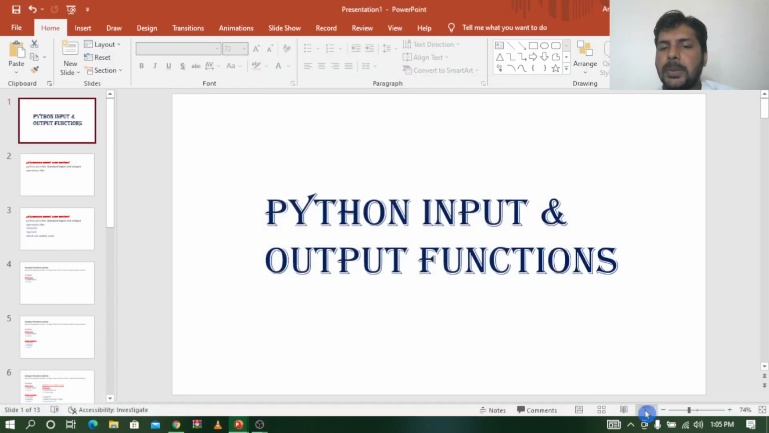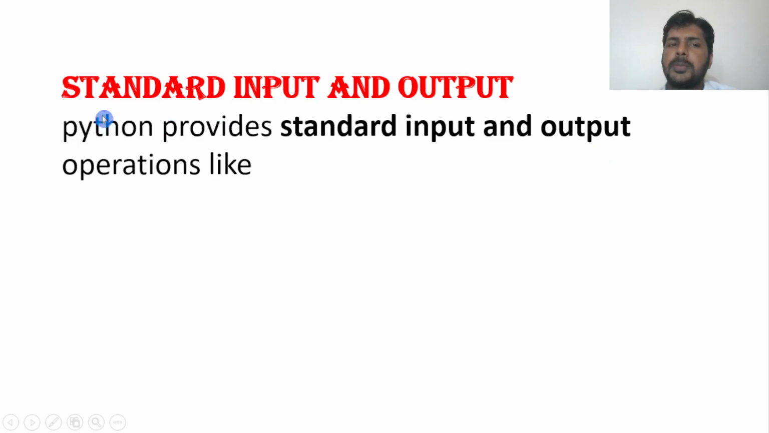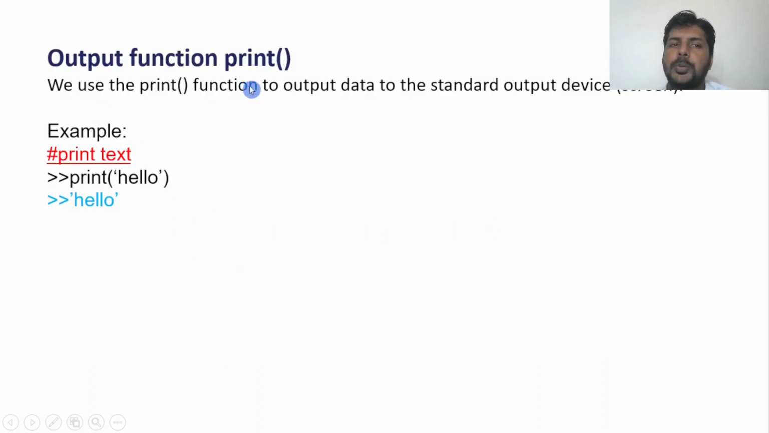So coming to our topic, there are Python input and output functions. So let us see what they are. Python provides standard input and output functions like input and print. Input we use for input and print we use for the output. So let us start first with print, and then we'll go for the input function. So, output function: print.